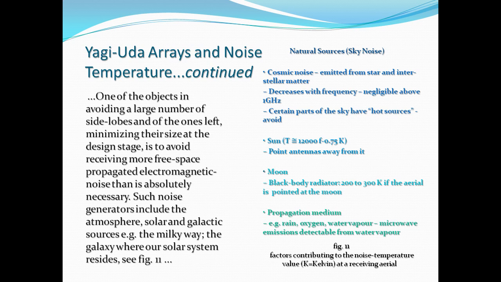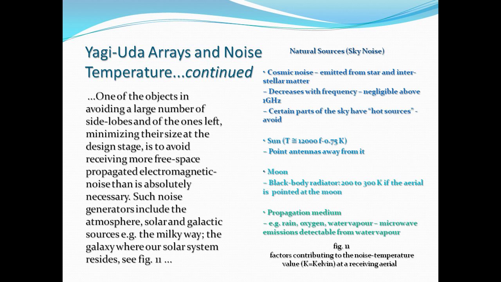Certain parts of the sky have hot sources, so avoid pointing your Yagi-Uda array or indeed any other form of directional aerial if it's going to be used for communication purposes. Avoid pointing it towards the sun, where it could increase the noise temperature in the Yagi, subject to the gain of the Yagi, by maybe 12,000 Kelvin.